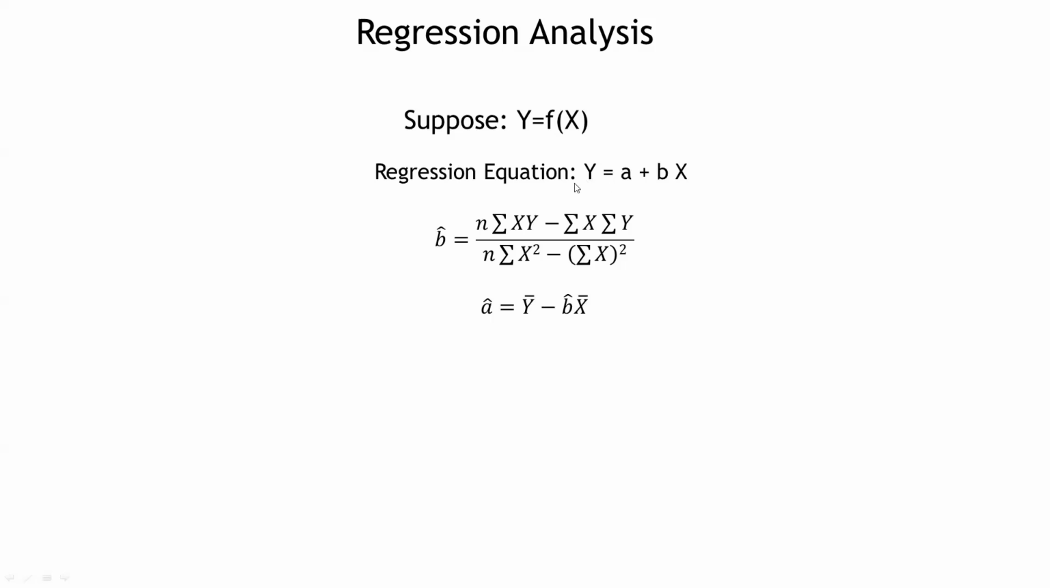In the regression equation, a equals y minus bx. Hence, we get a cap equals y bar, we take the mean value, minus b cap. B cap is the estimated value of b, and the mean value of x bar.